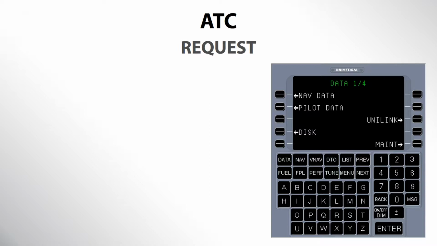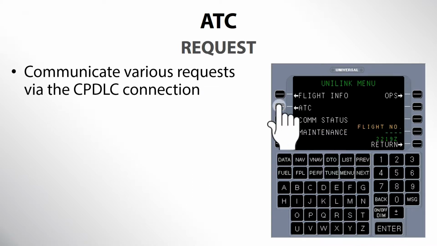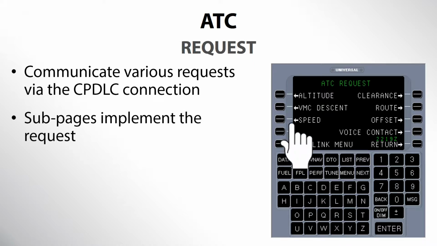ATC request page is used to communicate various flight operation requests via the CPDLC connection. Each request option, such as altitude, VMC descent, and speed, uses specific subpages to implement the request.